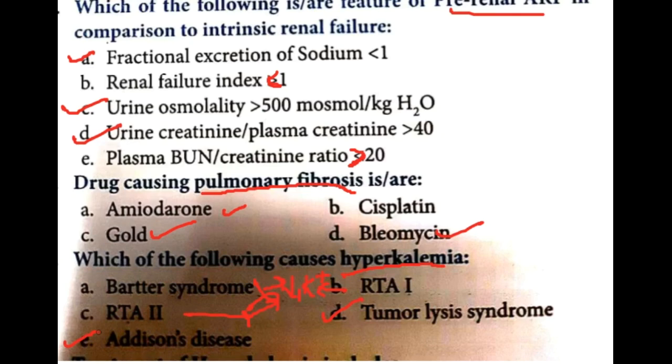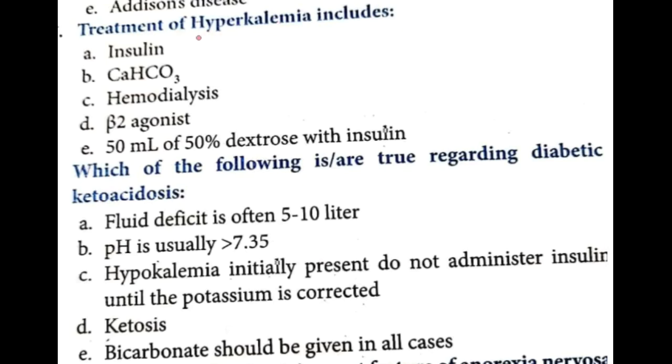Okay. Next question. Hyperkalemia is treated by insulin. You can treat it by hemodialysis, beta agonist, and also dextrose with insulin. How does insulin help? Insulin causes potassium to be taken up by the cells. As a result the potassium present in the blood will decrease.